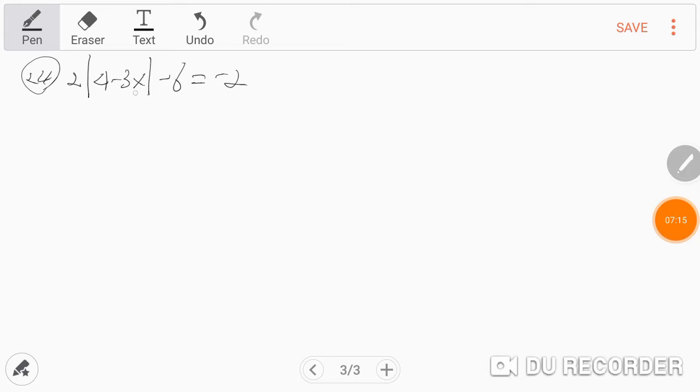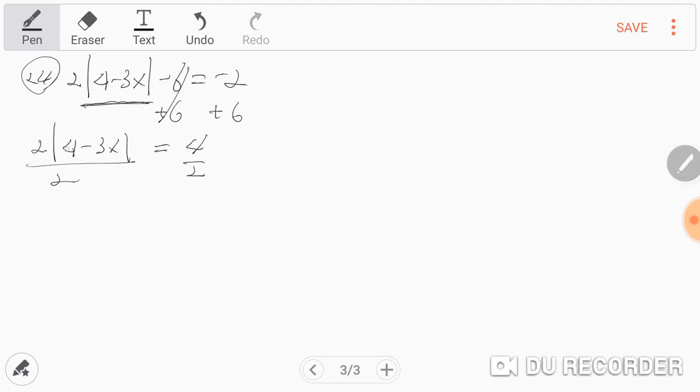Okay, this equation has an absolute value expression like this. Just like solving an equation, we will isolate the absolute value on one side. So let's remove this minus 6. Plus 6 on each side. Then 2 times the absolute value of 4 minus 3x is equal to 4. We can divide each side by 2 so that we can get rid of these 2. Then the left side is just a single absolute value. So the absolute value of 4 minus 3x equals 2.